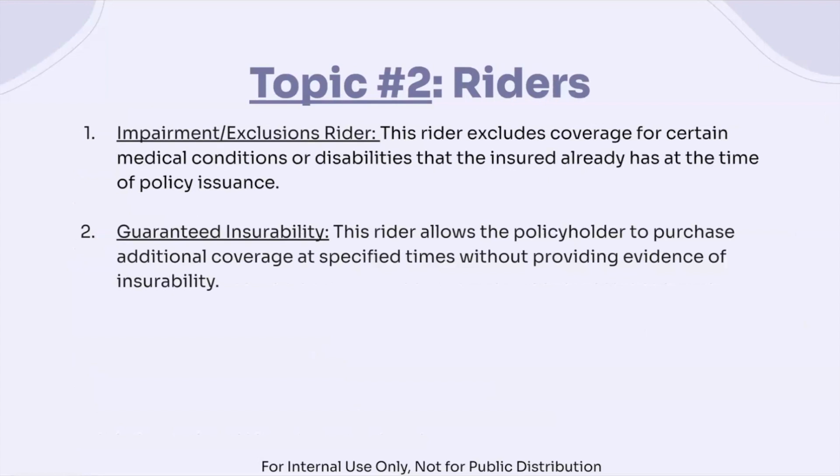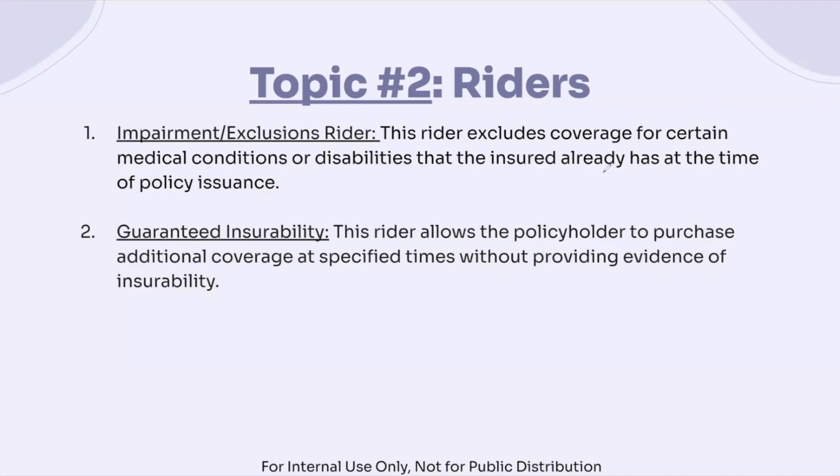So again, we have our impairment or exclusions. We already saw this with topic 1 with provisions. But we also have riders that exclude coverage for certain medical conditions or disabilities that the insured already has at the time of policy issuance. And remember, with exclusions, they have to already exist at the time of policy issuance. They are pre-existing. They are conditions that were already there right before or during the policy issuance.